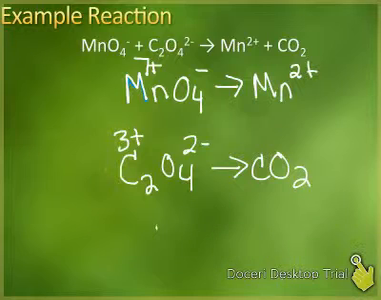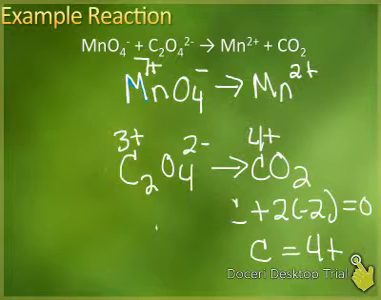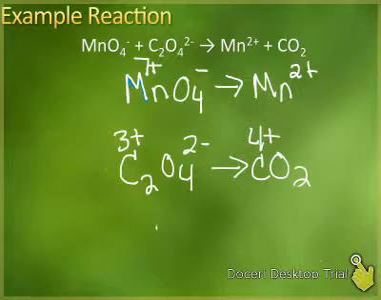Oxygen, we know is -2, but we don't know what carbon is, and this time we have to set it equal to 0. So our carbon is going to be equal to 4 positive. Well, our charge changed, didn't it? So that means electrons are lost somewhere in here. So we have to balance our equations not only with elements, but now with electrons as well. Okay, so there was the first step. We have done our half reactions and figured out our oxidation numbers.